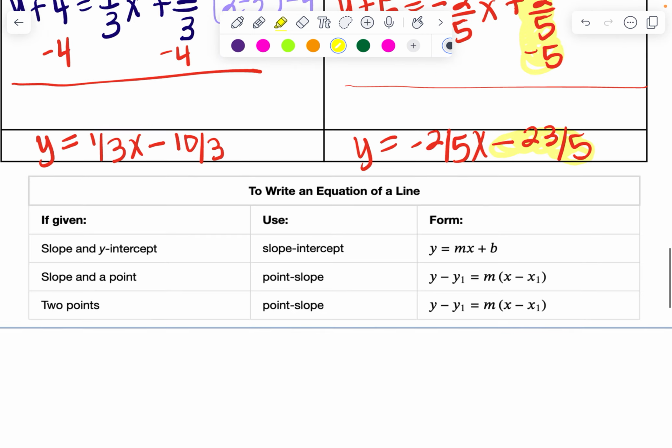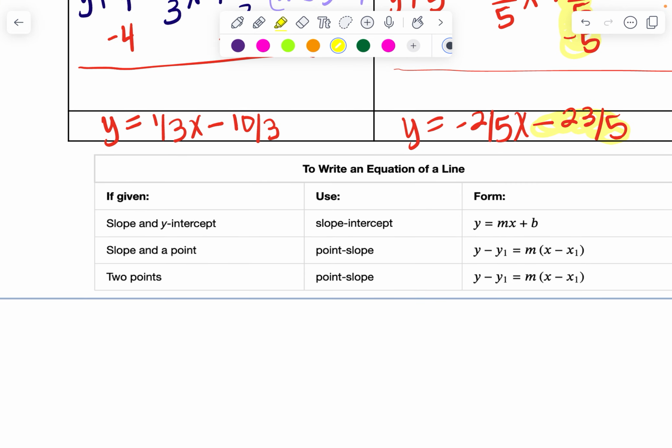So you can see here the different ways to write the equation and based on what you're given, which method you're going to use.